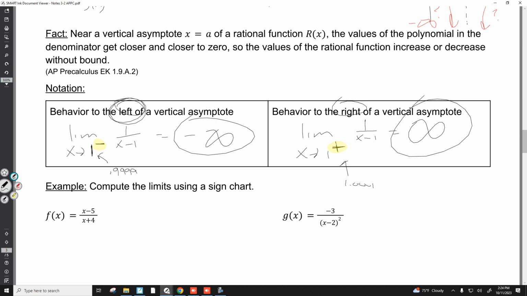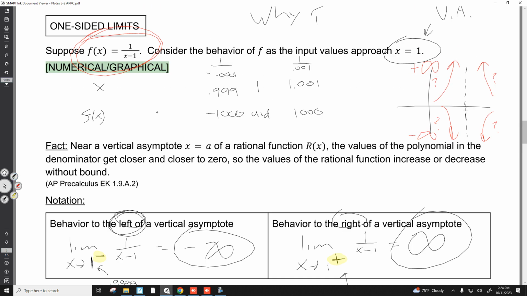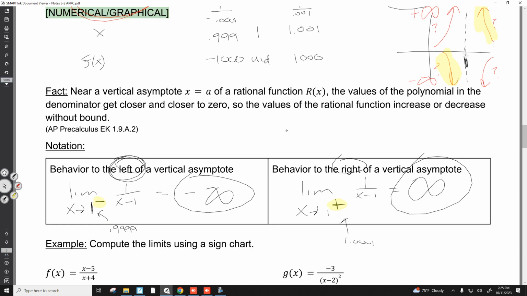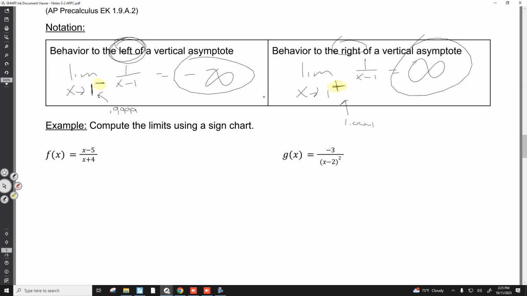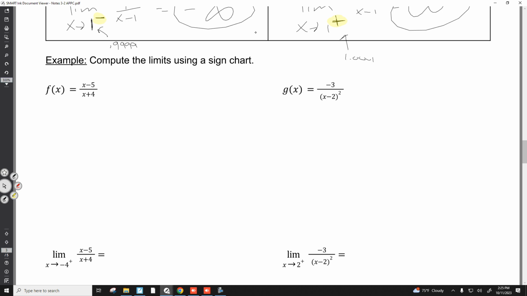What this analysis is telling me is that to the left of x equals 1, I'll be going down, and this behavior is going to win. To the right of x equals 1, I'll be going up, and this behavior is going to win. So you're going to be able to understand the direction around your vertical asymptote through this analysis. Now, the way I did it with these numbers is actually harder than what we've been doing all along.